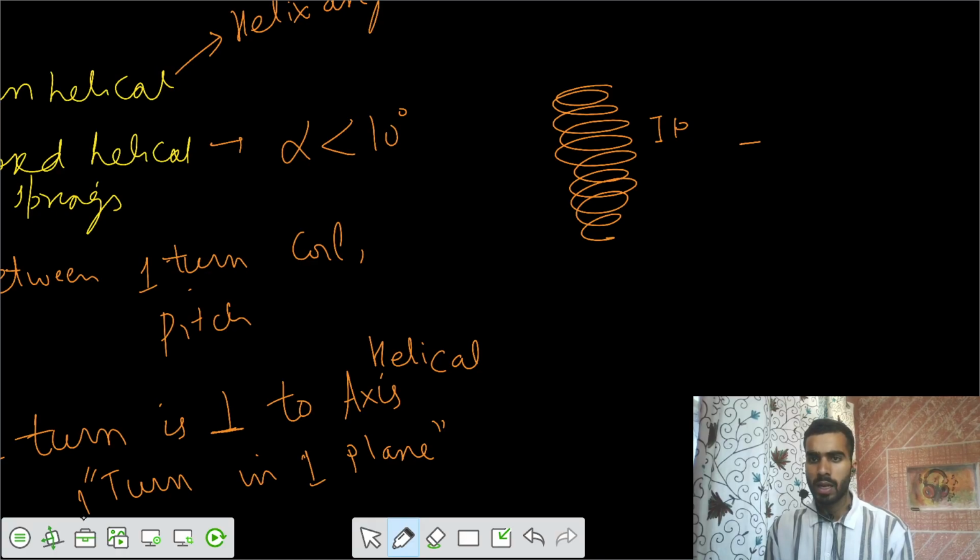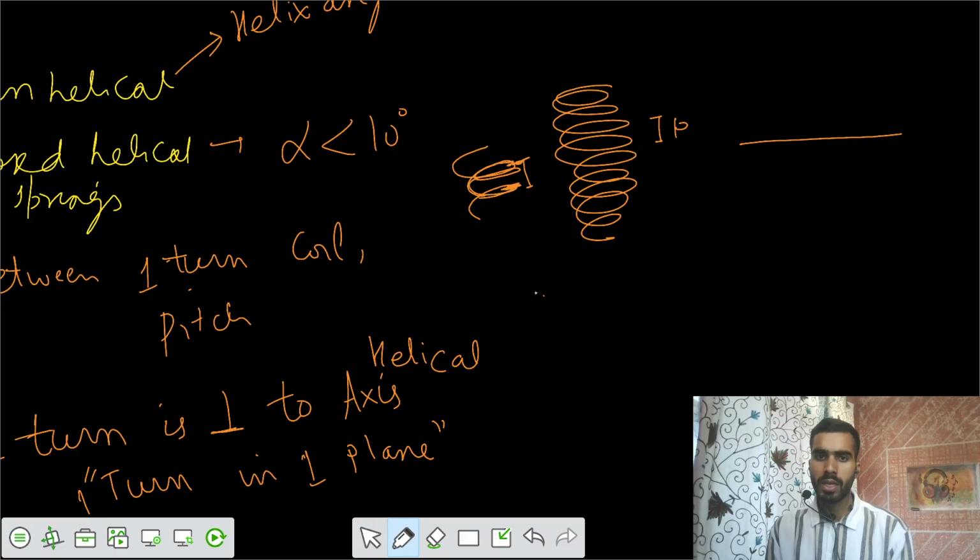So if there is an entire one turn of that helical spring, up to this point we have to reach. So I would say this is your one turn. From this point to this point, this part is your one turn.